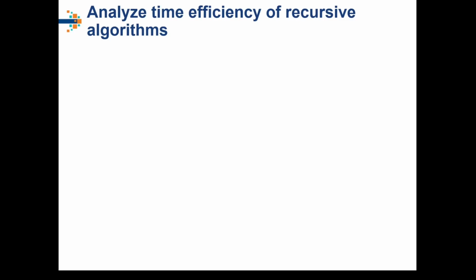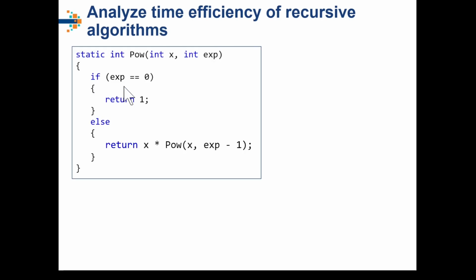Hi, in this video I show you how to analyze time efficiency for recursive algorithms, and the one that we use in our example is to calculate the power of base x to the power of exponential. So we have this algorithm. If the exponential is 0, then we just return 1. Otherwise, we get the base x multiplied by the power of base to the exponential minus 1. So how can we analyze the time efficiency for this algorithm?